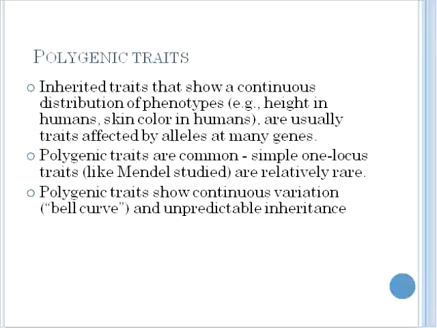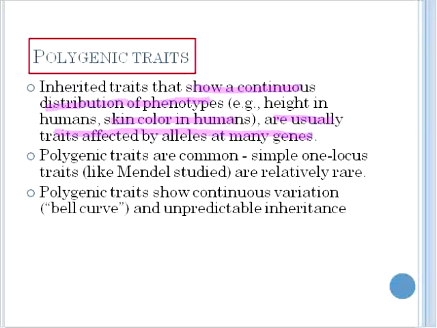Another variation on the Mendelian theme is that of polygenic traits. Mendel chose traits that were simply yes or no. There was very little by way of range. Oftentimes, any trait that shows a range, height for example, weight, skin color, eye color, are usually traits that are affected by alleles at many different genes. Polygenic traits are actually common. Simple ones, with one locus, one location, such as Mendel studied, are actually relatively rare.